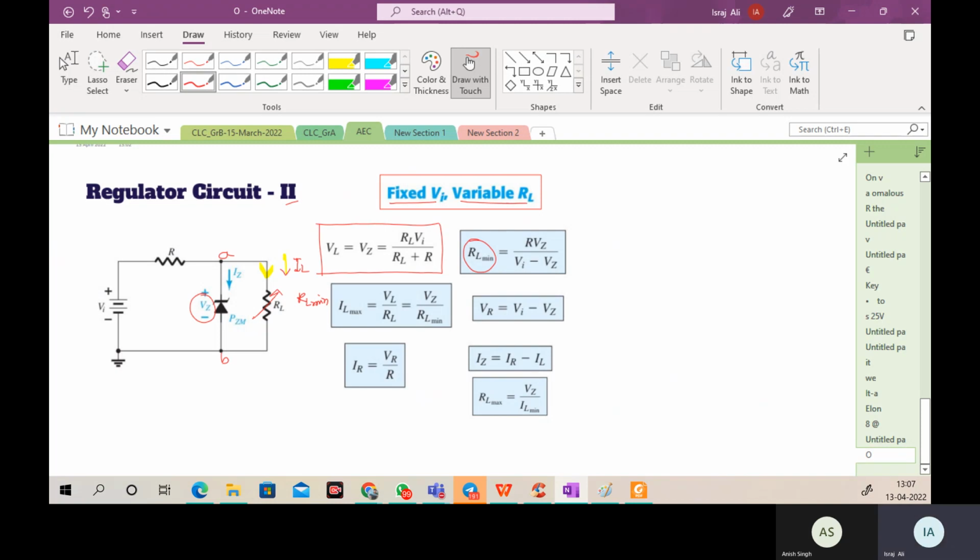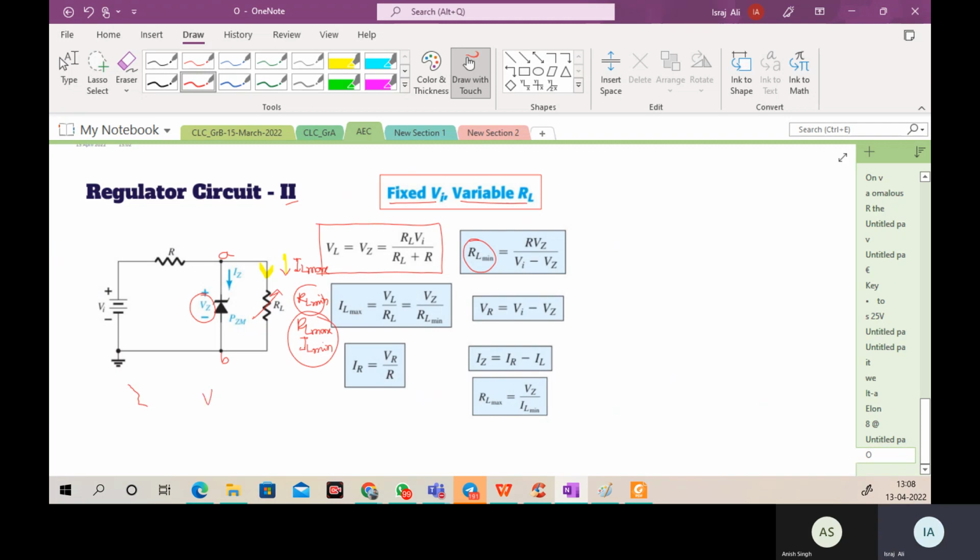Voltage is constant. Why is voltage constant? The Zener has a fixed voltage. RL is over here. Correct. So when RL is minimum, IL is maximum, and when RL is maximum, IL is minimum. Do you believe that? Yes or no? Is this point clear to all of you?